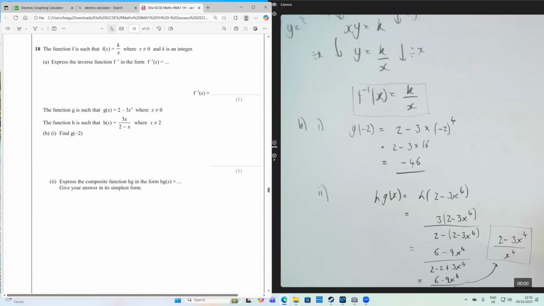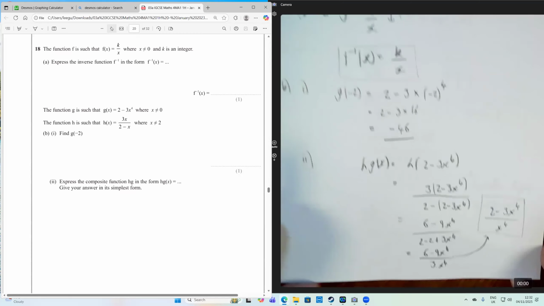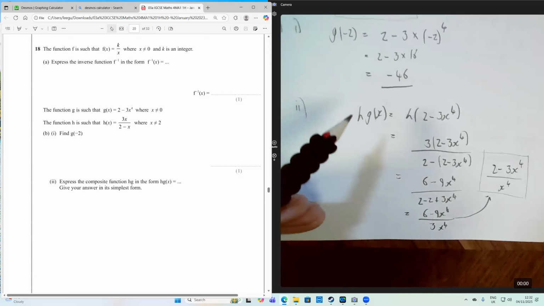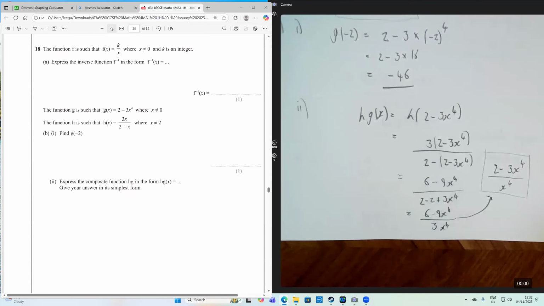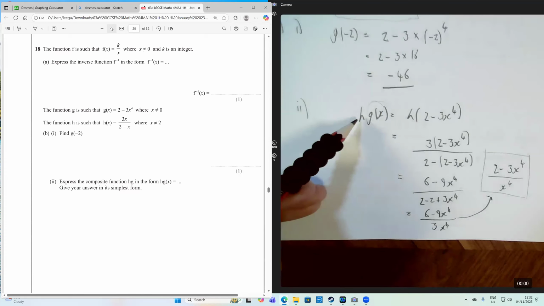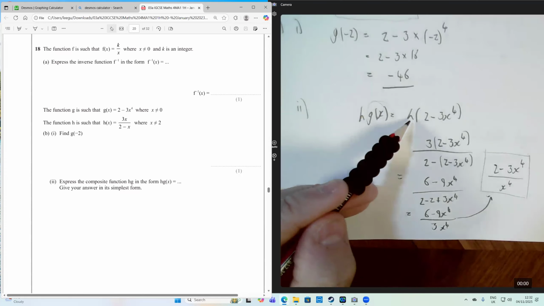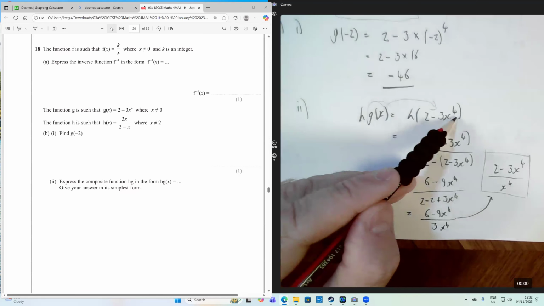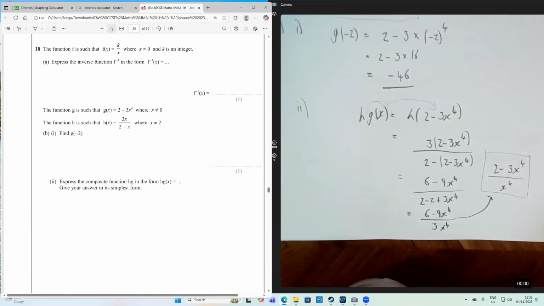And then B part 2, it says express the composite function h of g in the form h of g of x equals, giving your answer in its simplest form. So I've written down h of g of x equals. Now, I really like thinking about composite functions in this way. So g of x is going inside h of x. So I like to write h of x with g of x in the brackets. That's what I think is the most useful for thinking about this way. Okay, so there we go.